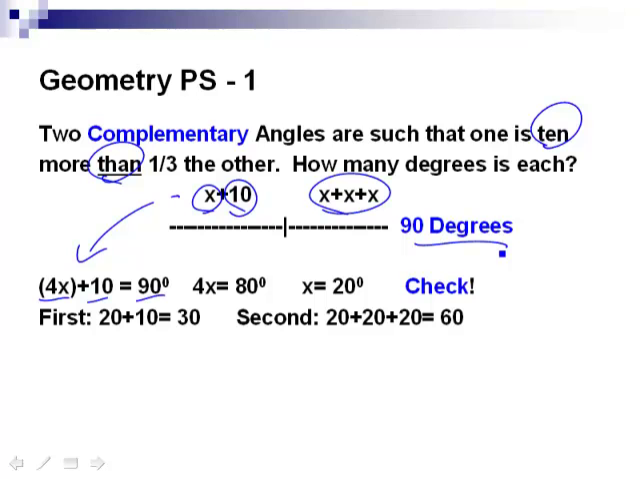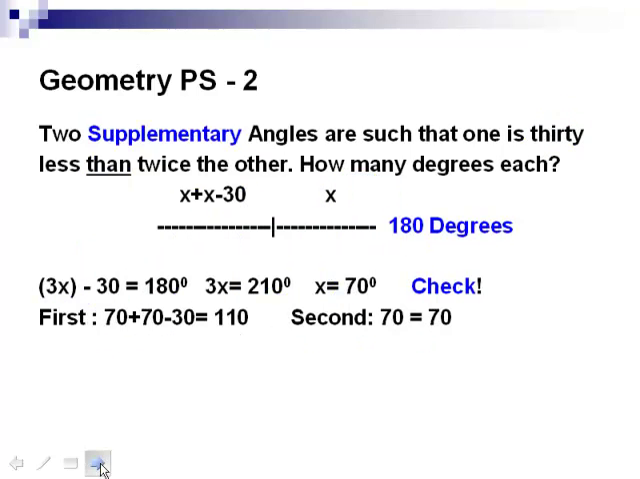All right, now what can I add to 10 to get 90? Well, that would be 80. Now, do you see we're using reasoning here to figure this out? And that, of course, means that x is 20. So that means I have 20 plus 10 here, and then I have 20 plus 20 plus 20. So that gives me 30 for one and 60 for the other and 90 degrees. So it all checks.